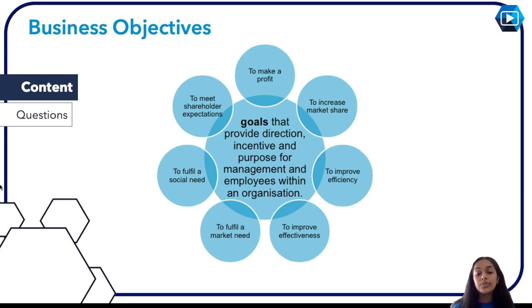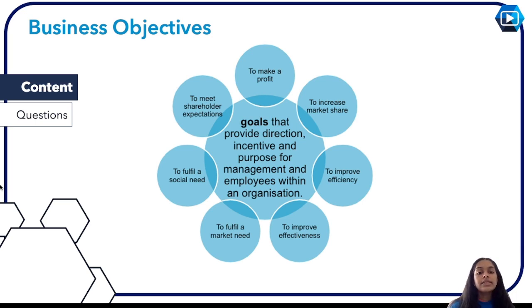And then there's also to improve effectiveness. Effectiveness is all about how well the business has been at achieving its business objectives. Then we have to fulfill a market need. So are there any gaps in the market that currently exist? How well can a business actually achieve that and fulfill that? Then we have to fulfill a social need. Like we looked at in the previous slides with the social enterprise, what is there in the community that potentially needs attention? That would link to fulfilling a social need.